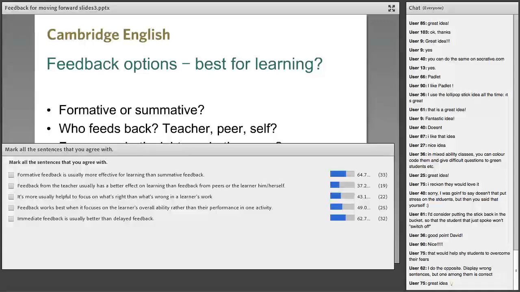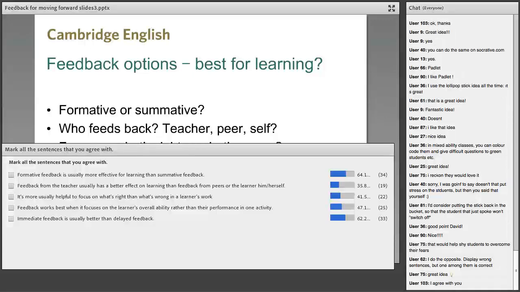So formative feedback is usually more effective for learning than summative feedback. Now, if you're not sure what these are, formative and summative, I'll explain in a second. But interestingly, it's changing all the time. Okay, the people who hadn't done it before. But over 60% of people agreed with that.